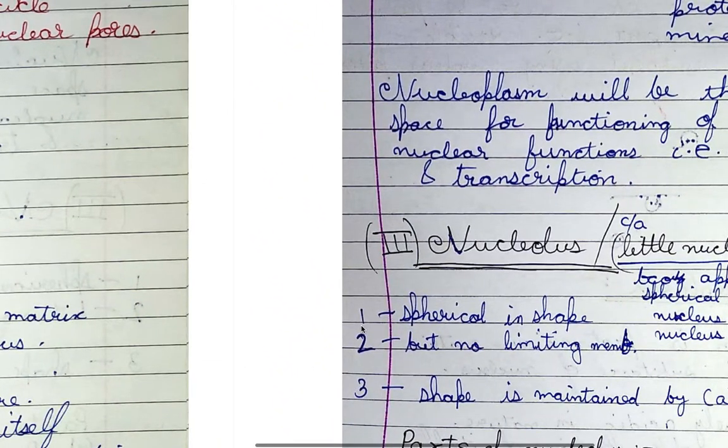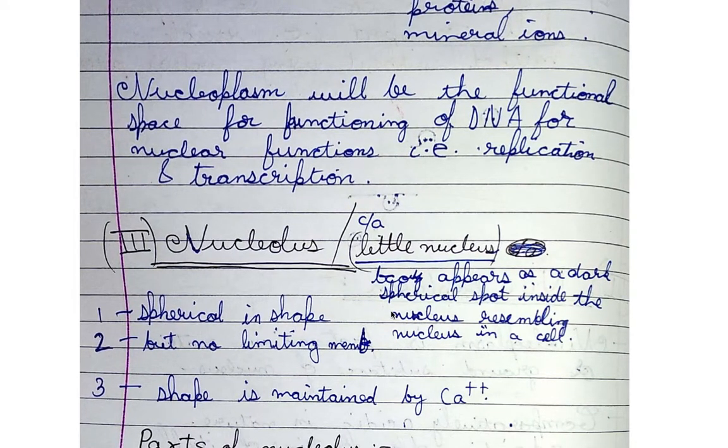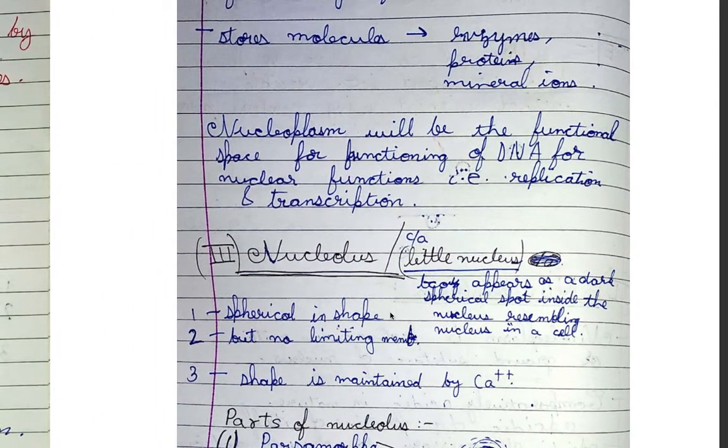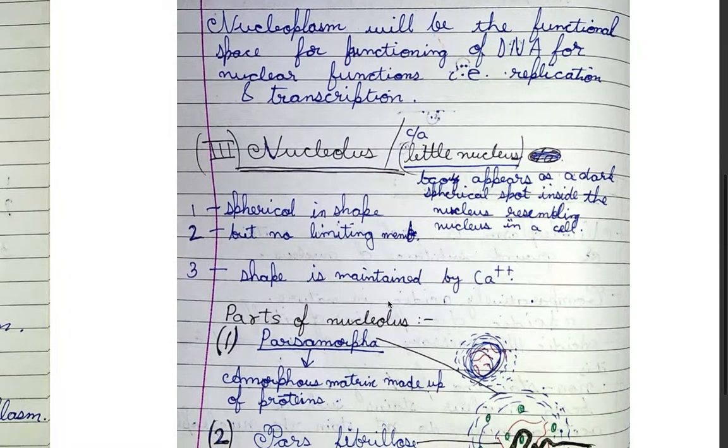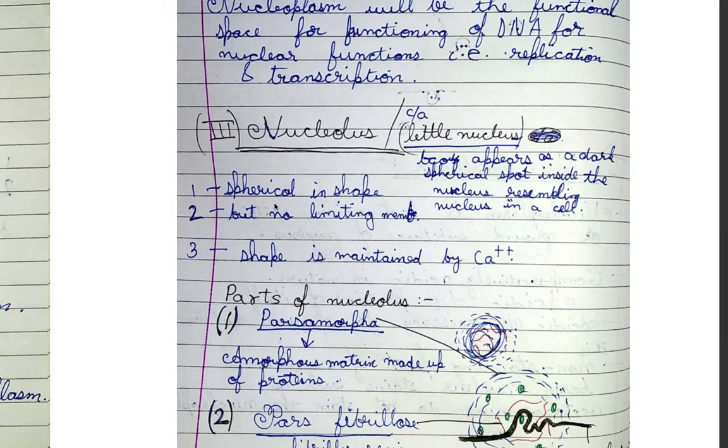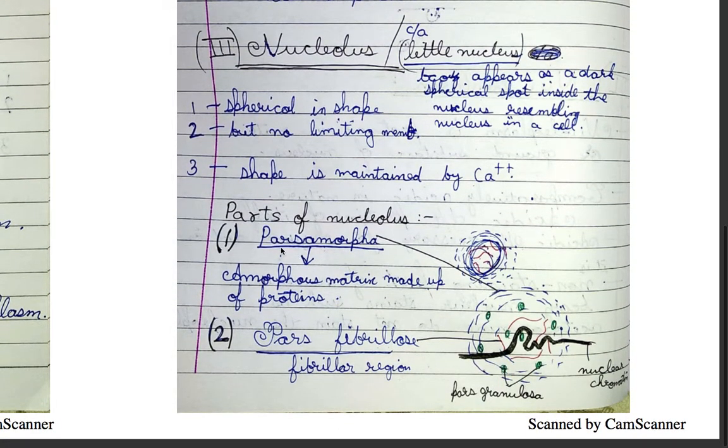Nucleolus is called the little nucleus. Now, third part, nucleolus. It is called a little nucleus because it appears as a dark spherical spot inside the nucleus, resembling a nucleus in a cell. It is spherical in shape but has no limiting membrane, so the shape is maintained by calcium ions. Perfect spherical shape.